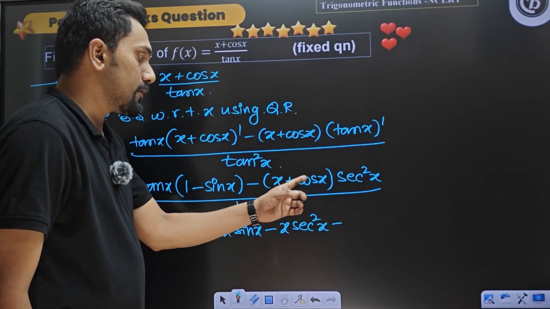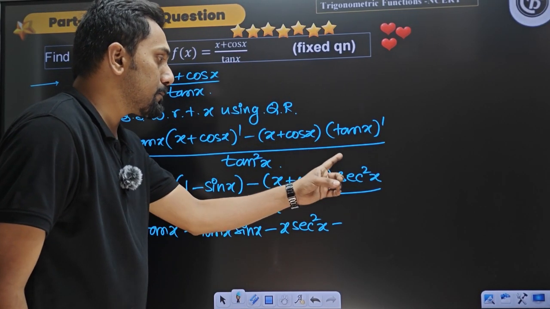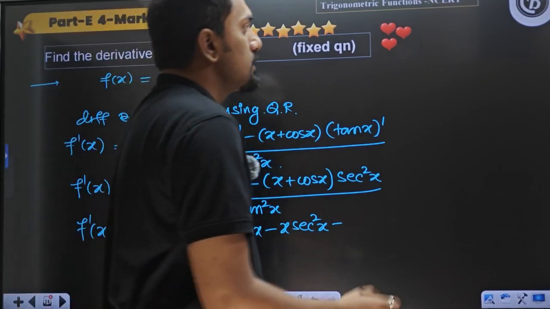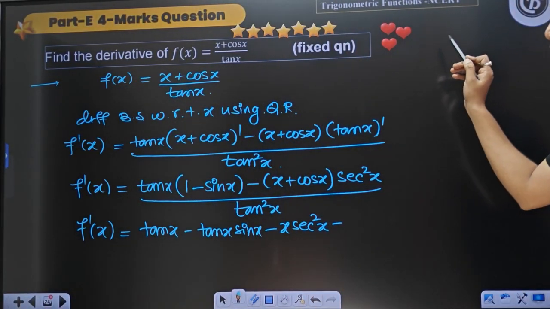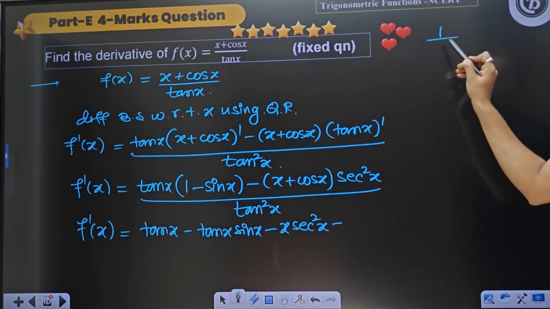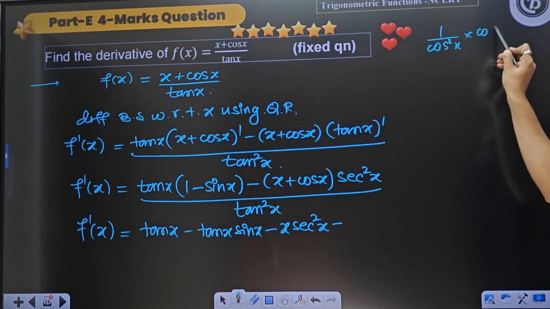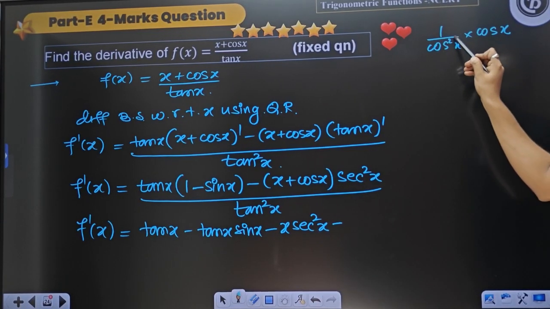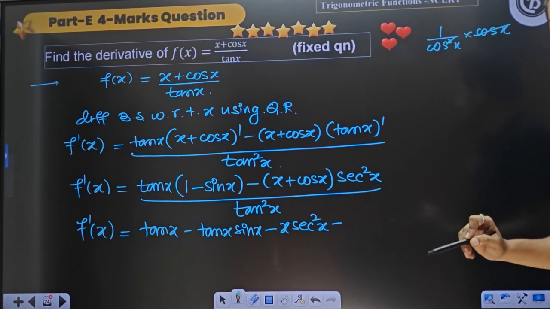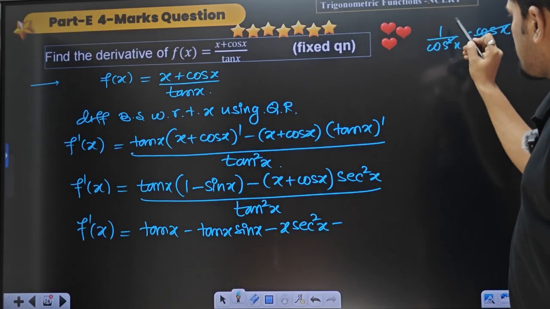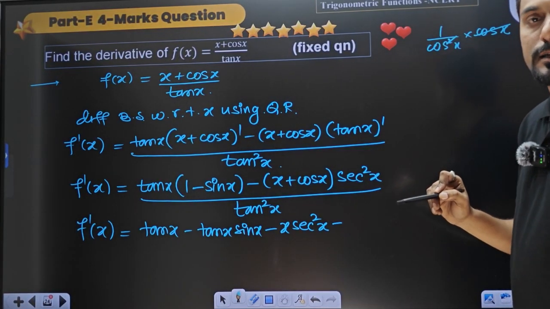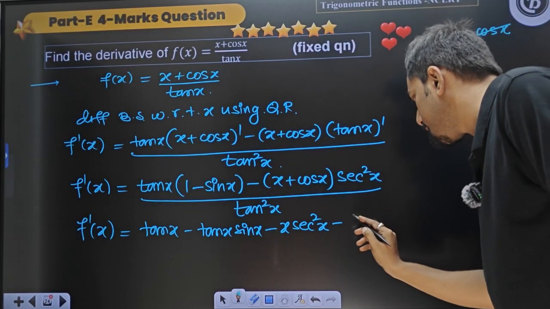Here let us be a little careful. cos x multiplied by secant square x. You can see here secant square x is nothing but 1 by cos square x. When you multiply cos x with this, one cos x cancels with a cos x inside. So we are left with 1 by cos x, and that is nothing but sec x or secant x, right?